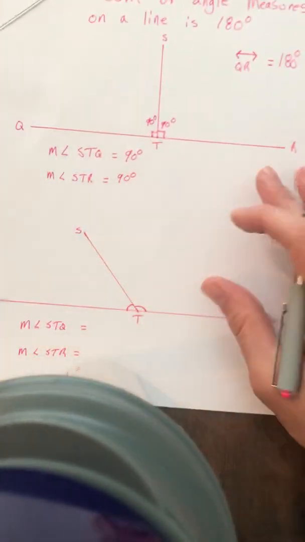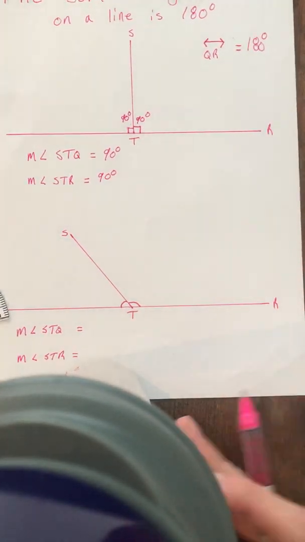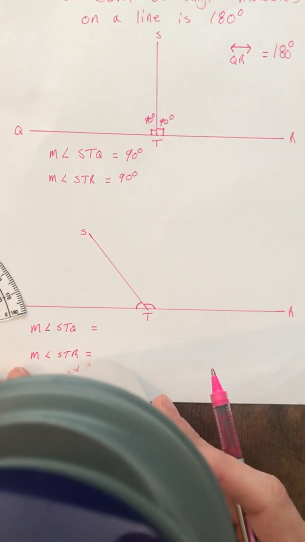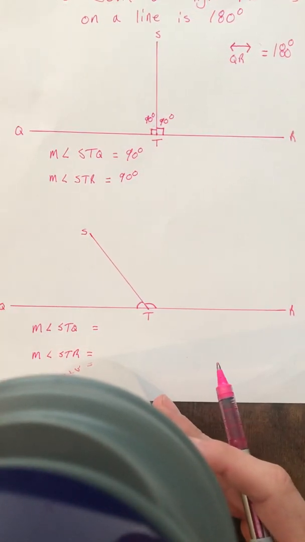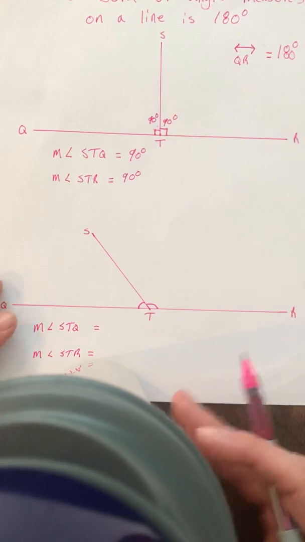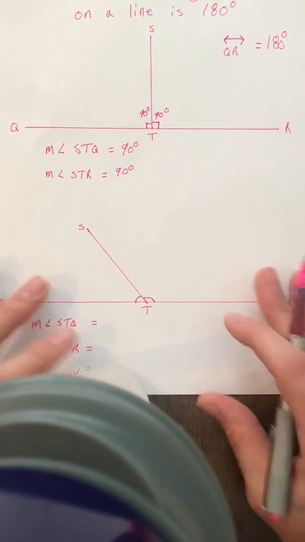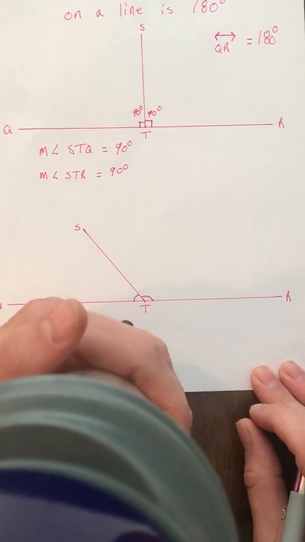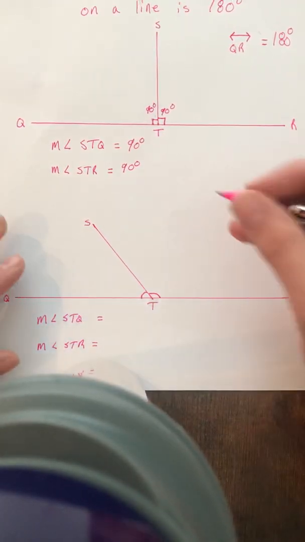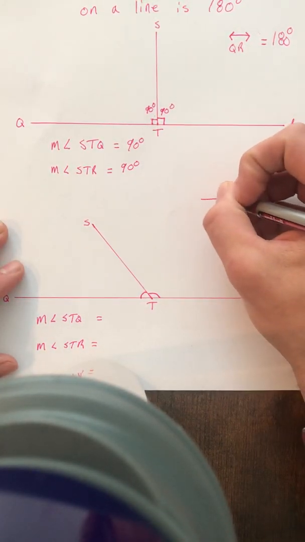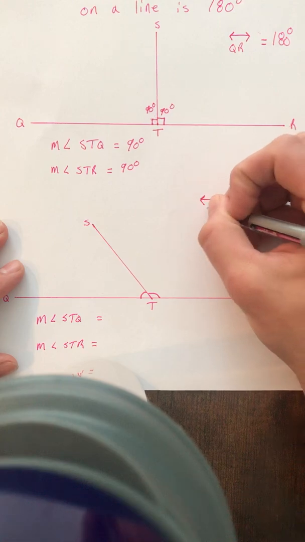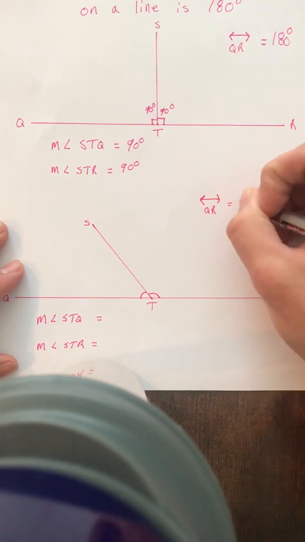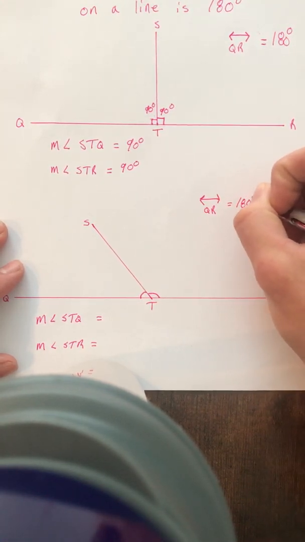Let's move down here to a different style of example. So let me adjust my camera a little bit. So I still have line QR, and the sum of my line QR is still going to be 180. So I have line QR, and that is going to equal 180 degrees.